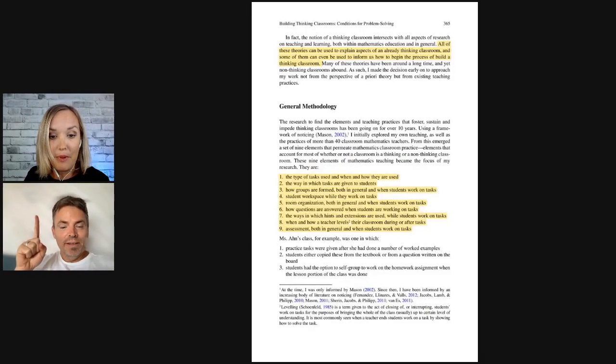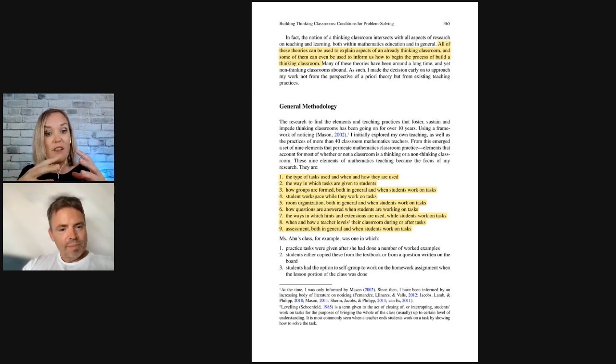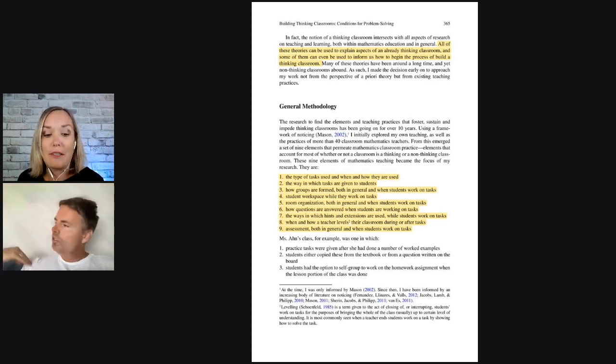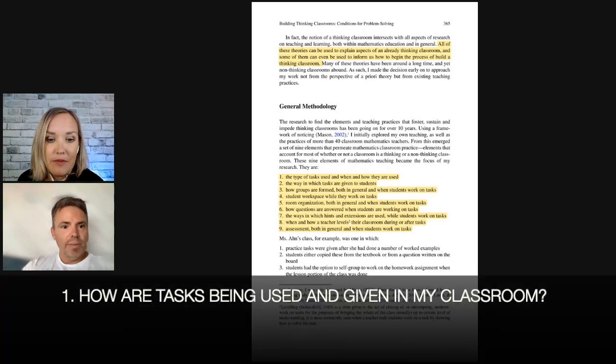Number one. I'll pull up the paper so people can see where this is. So this is right here, and they talk about a teacher in a classroom, a very good teacher, and the author speaks very nicely about this teacher, but all of these research theories are not apparent in her classroom. Yeah. So, Mark, what's the first thing that we can think about if we're thinking about our own teaching practice? Sure. So the first question we can ask ourselves is, how are tasks being used and given in my classroom? Oh, yeah.